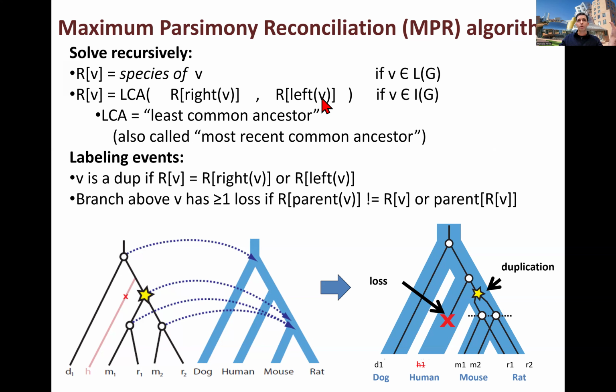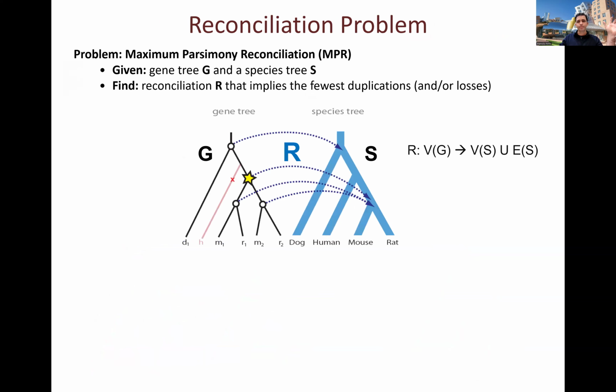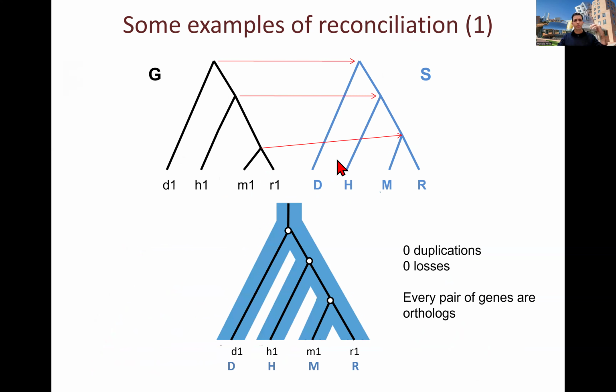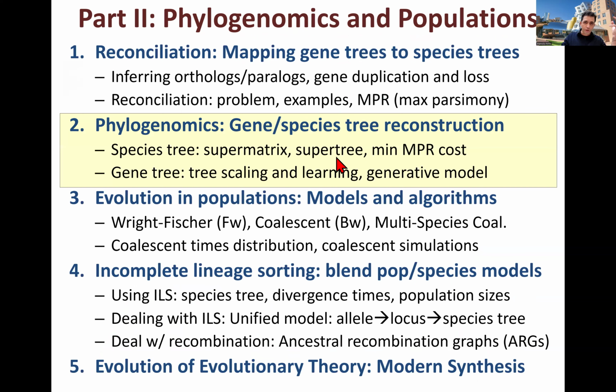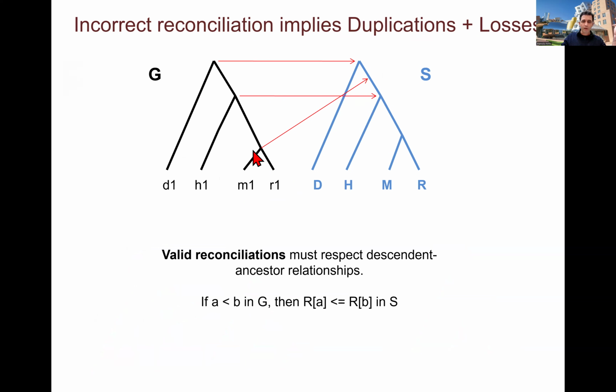Can I get a 5, 4, 3, 2, 1 here? Yes, awesome, beautiful. Okay, so that's the reconciliation problem. And now here's where it gets tricky. If I reconcile the wrong way, if, for example, M and R reconciled here by mistake, then that implies all kinds of duplications and losses. That's why a reconciliation algorithm is very important.